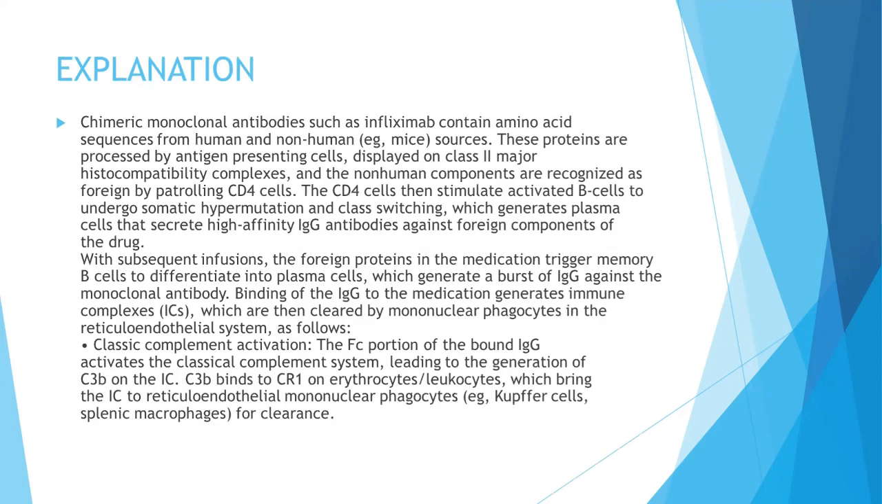So the chimeric monoclonal antibodies such as infliximab contain amino acid sequences from human and non-human sources. Now, these proteins are processed by antigen-presenting cells, displayed on class 2 major histocompatibility complexes, and the non-human components are recognized as foreign by patrolling CD4 cells. The CD4 cells then stimulate the activated B cells to undergo somatic hypermutation and class switching, which generates the plasma cells that secrete high-affinity IgG antibodies against foreign components of the drug.